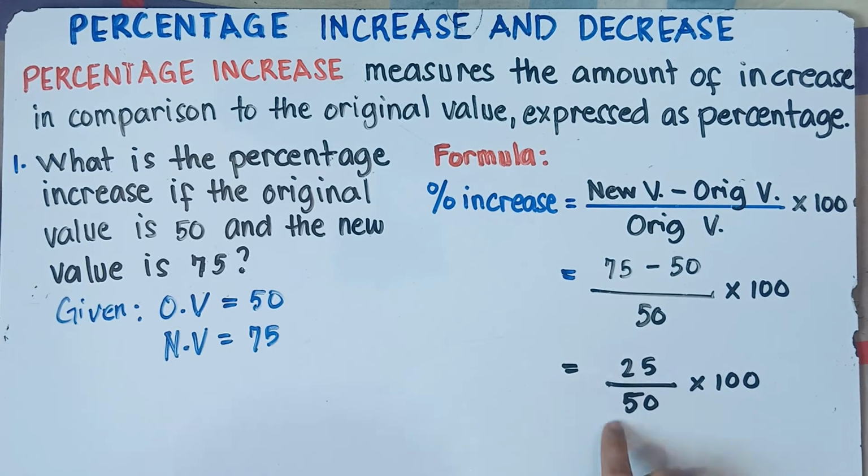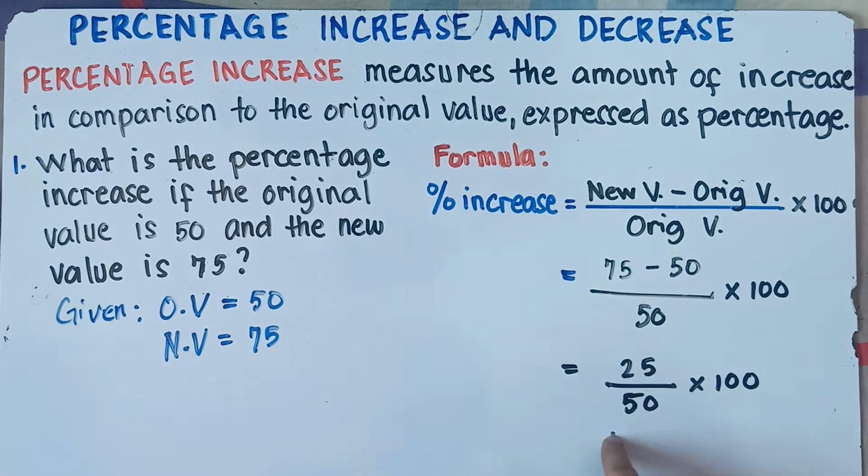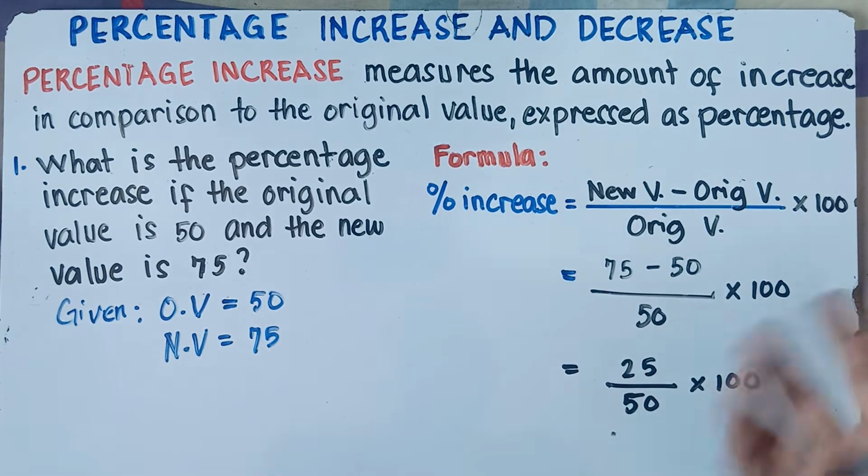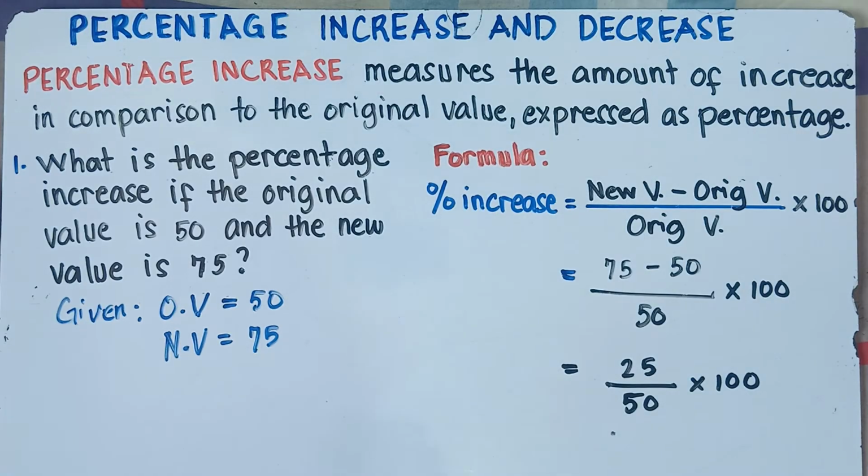So 25 divided by 50. If the teacher will allow you to use a calculator, that would be a good thing. You can just simply divide, then multiply by 100, and you will get the answer. But if the teacher will not allow you to use a calculator, you need to do it manually. Let's do it manually, just in case. So 25 divided by 50.